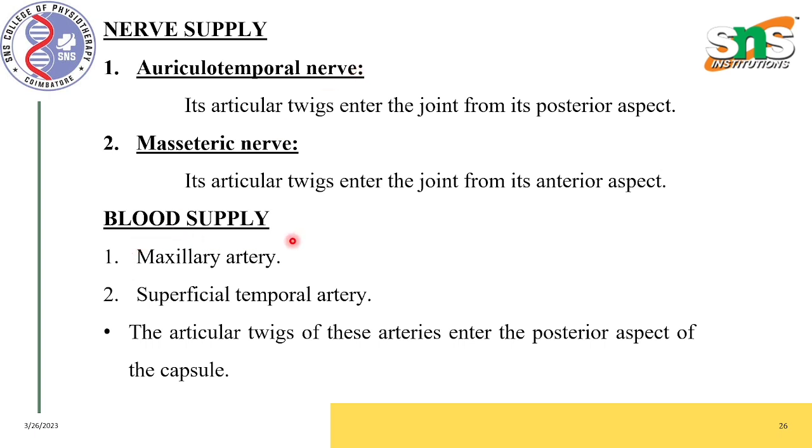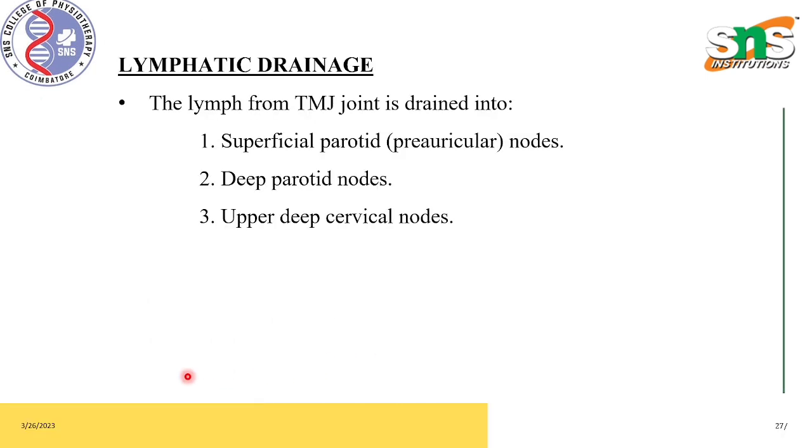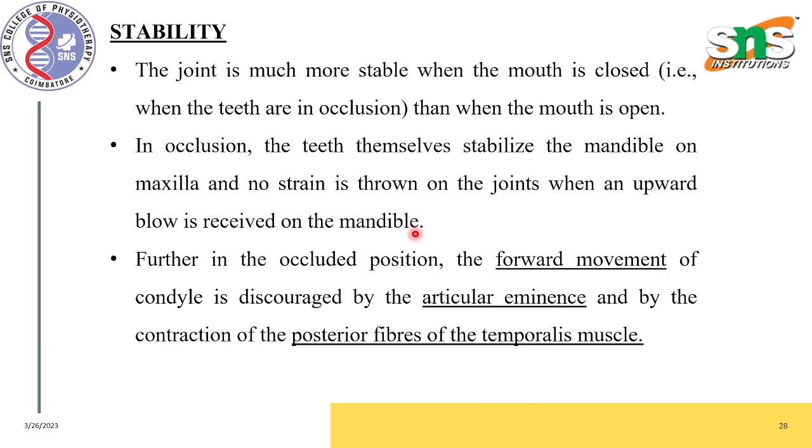Coming to the blood supply, the temporomandibular joint is supplied by two arteries, that is the maxillary artery and the superficial temporal artery. The articular twigs of these arteries enter the posterior aspect of the capsule. Coming to the lymphatic drainage, the lymph from the temporomandibular joint is drained into superficial parotid or preauricular lymph nodes, deep parotid lymph nodes, upper deep cervical lymph nodes.